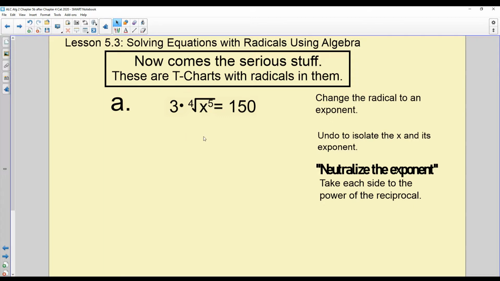So the question is, is the answer x to 4/5 or is it x to 5/4? The correct answer is that it's 3 times x to the 5/4.